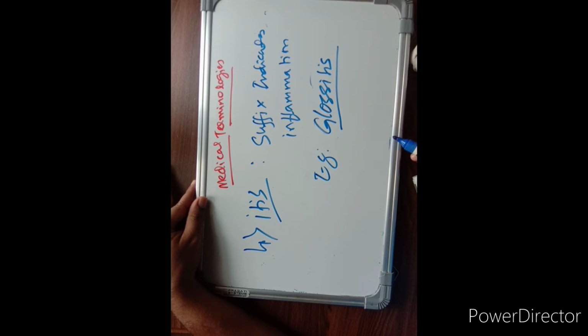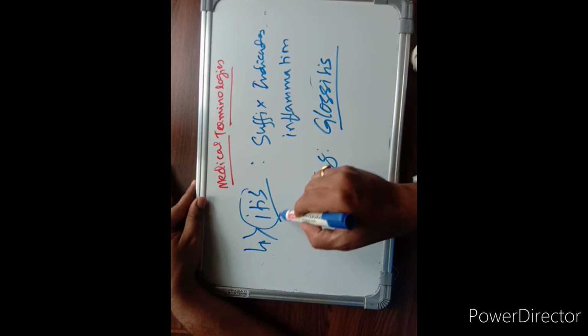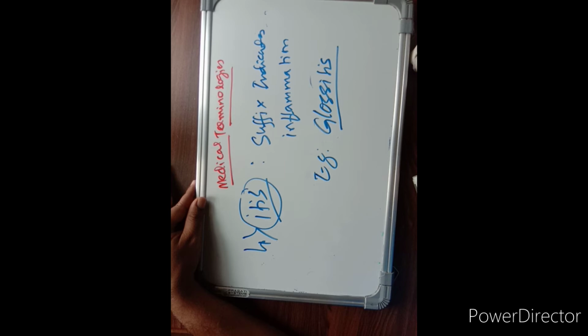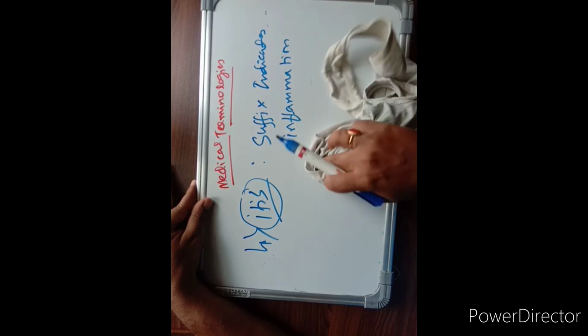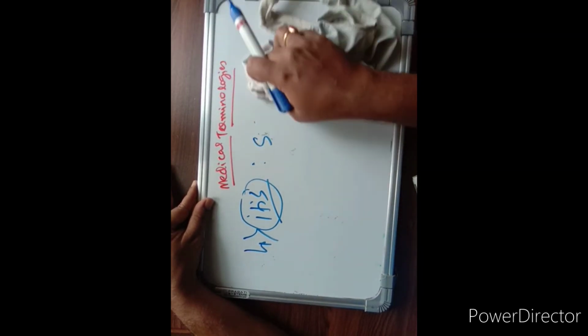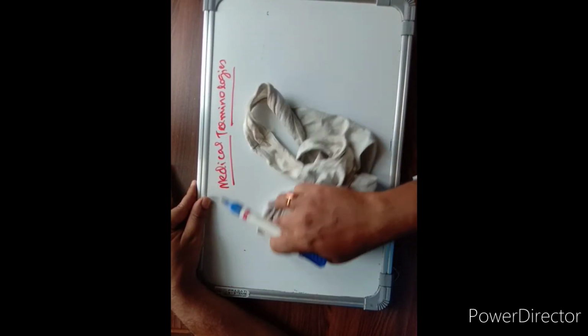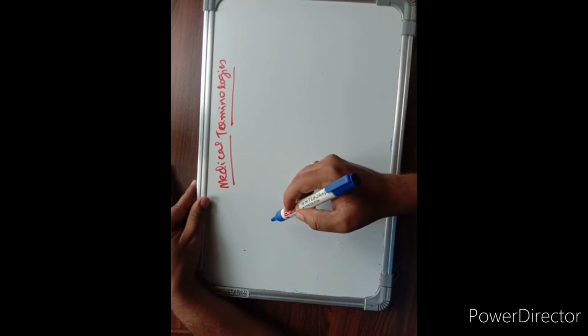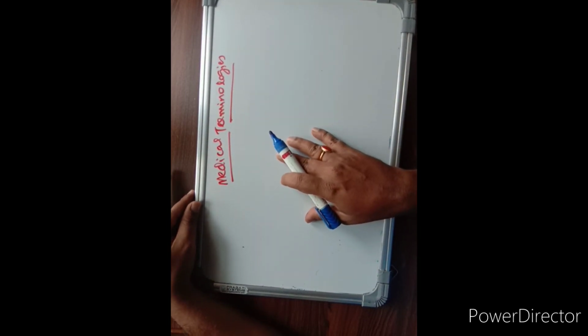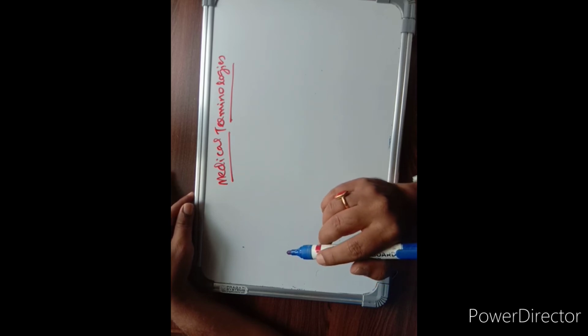Okay, so all these terminologies which end with the "itis" suffix indicate that there is inflammation somewhere in the body parts. So it may be glossitis, tonsillitis, pharyngitis. Glossitis means inflammation of the tongue, pharyngitis is inflammation of the pharynx. So all this "itis" is an indication of inflammation.